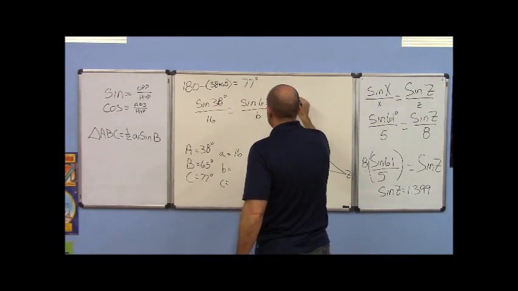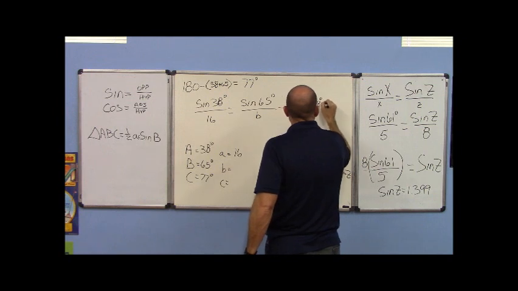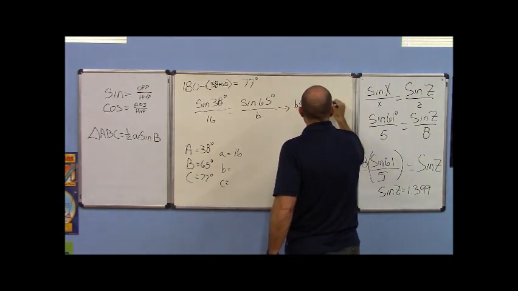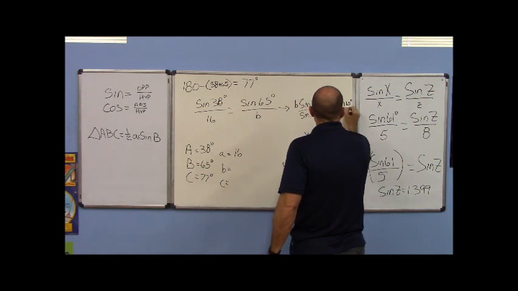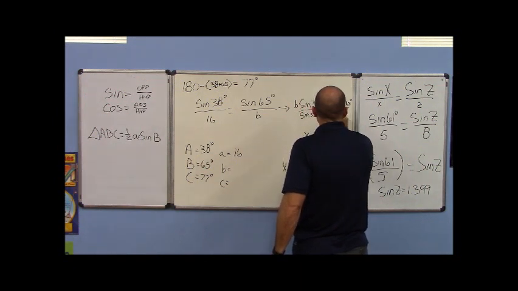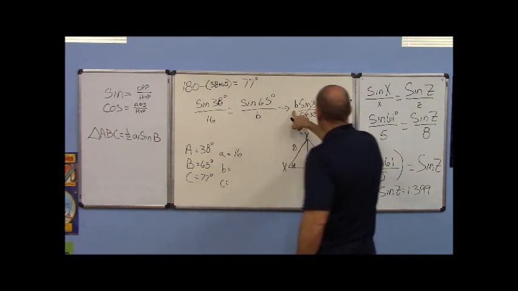We have b times the sine of 38 degrees equals 16 sine of 65 degrees. Well, we need b by itself, so we have to divide both sides by the sine of 38 degrees. Okay? And that will cancel out, and we will have b by itself.